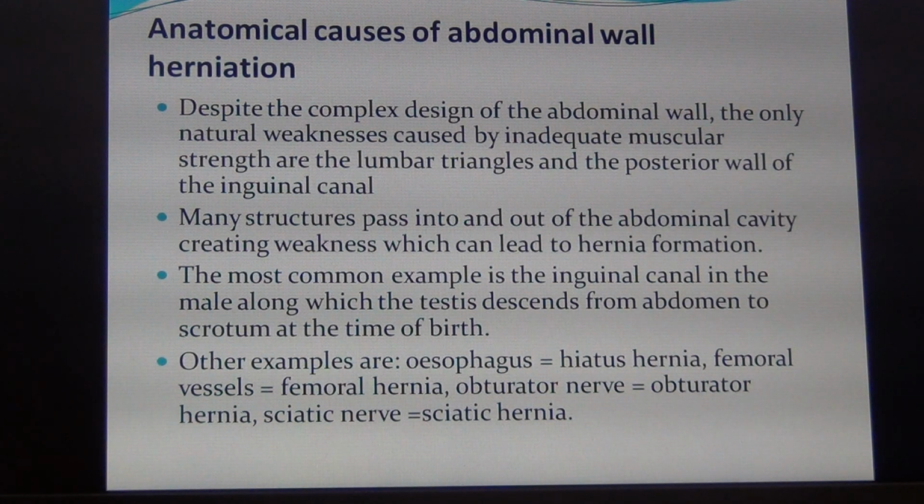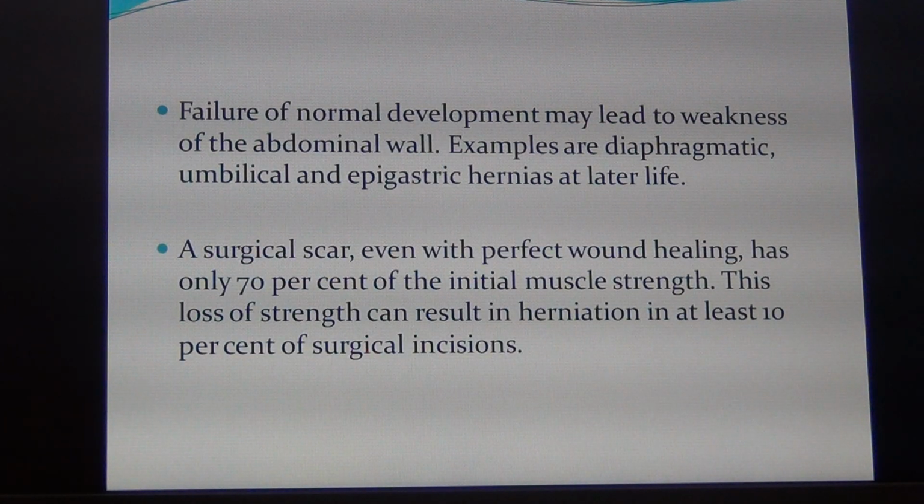Other examples: the esophagus, when it passes through the diaphragm, may lead to hiatus hernia. Femoral vessels, when they leave the abdomen and enter the thigh, can lead to femoral hernia in the femoral orifice. The obturator nerve leads to obturator hernia, and the sciatic nerve leads to sciatic hernia. So these defects are weak areas, and they are the site of future development of hernia.